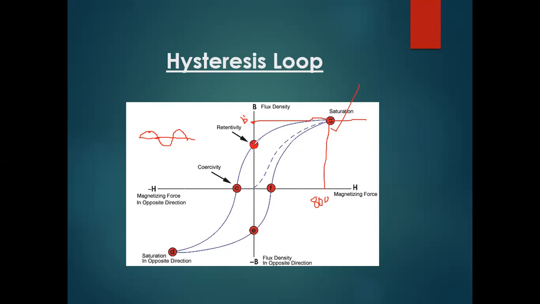Residual magnetic field means if you remove the magnetizing current, the magnetizing force, some of the field remains in the material. The amount of that field depends upon retentivity. If retentivity of the material is high, then the residual amount will be high. If retentivity of the material is less, then the residual amount is less. So now you are getting this point.